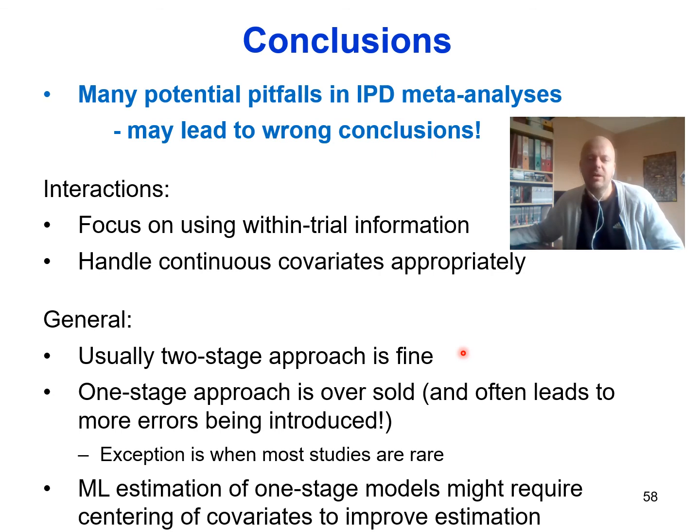One-stage methods are important, but they tend to be overinflated in terms of their importance. And actually in practice, particularly when people who are not experienced in these methods are using them, they lead to a lot of errors. So unless studies are sparse in terms of their data, then I would suggest that most people use a two-stage approach. And if you are using a one-stage model, then think about centering your covariates, because then your estimates of tau squared will be less biased in a maximum likelihood estimation framework than if you didn't.